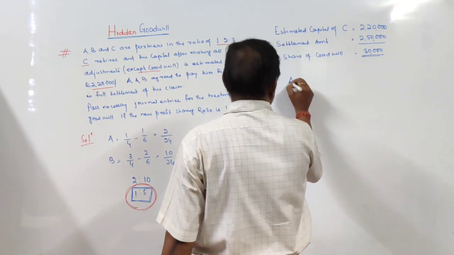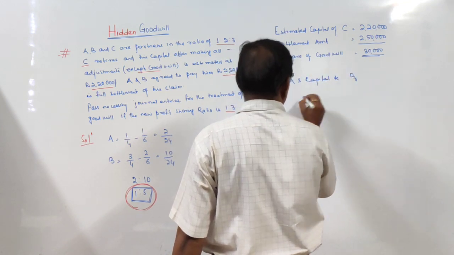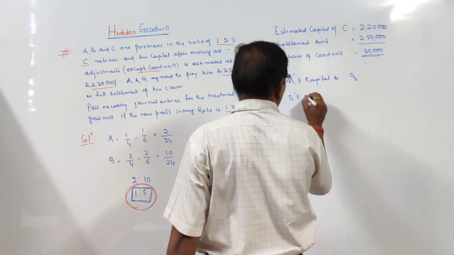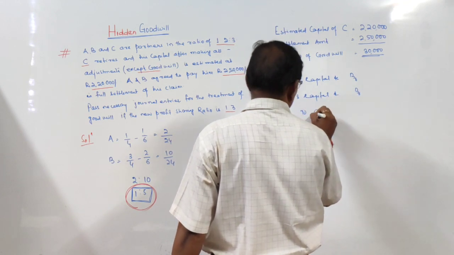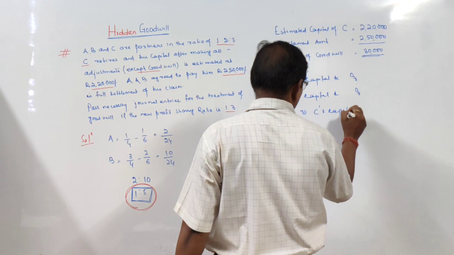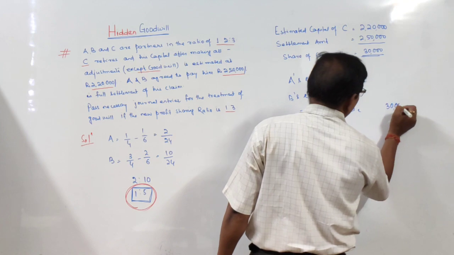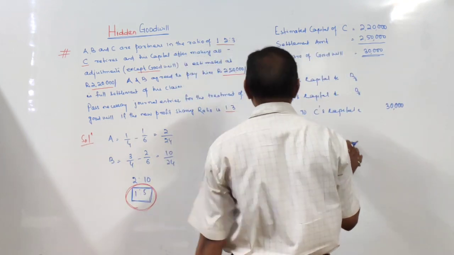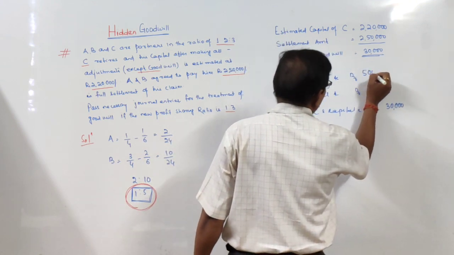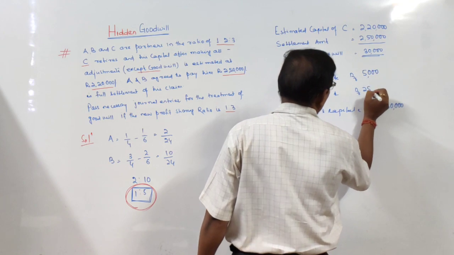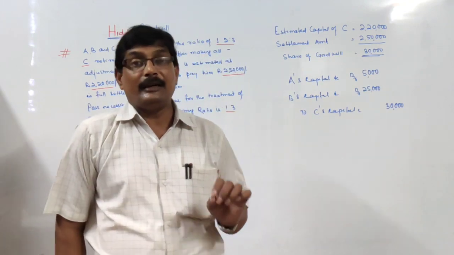So the entry will be A's capital account debited, B's capital account debited, to C's capital account. You have to write it in proper format. How much is it? C will be getting 30,000 rupees. And this 30,000 rupees will be paid by A and B in the ratio 1:5. So A will pay 5,000 and B will pay 25,000. So this is all about the treatment of goodwill at the time of retirement of a partner.